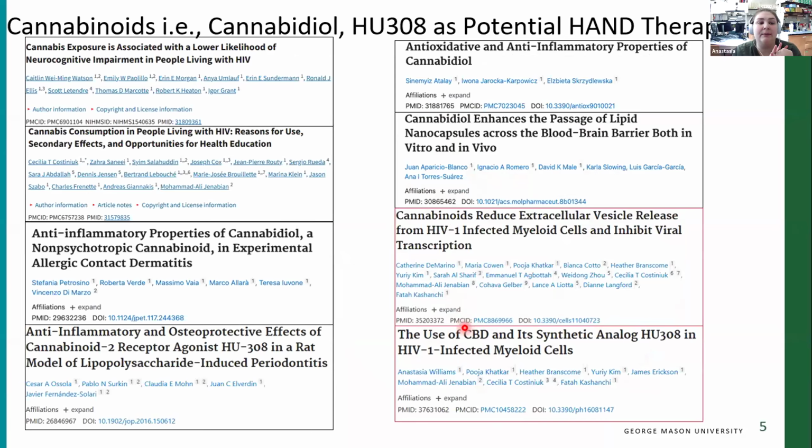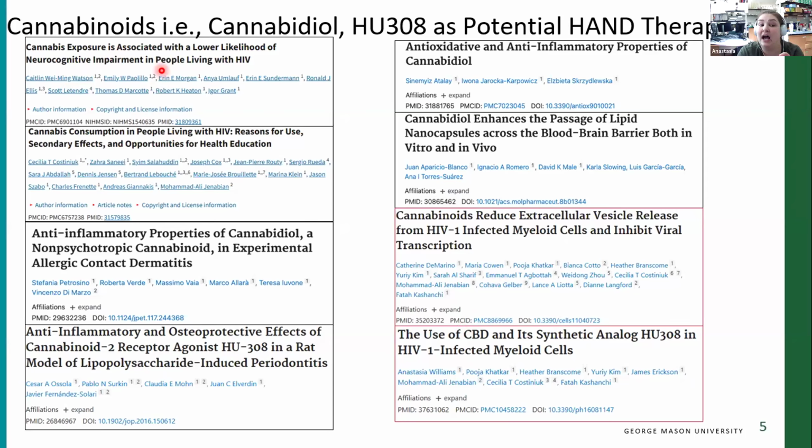So some of the goals that I had while doing my graduate school was looking for a therapeutic to help combat HAND. One area of interest is cannabinoids, and these are derivatives from the cannabis plant. The reason that this really started was because there were some papers like this one by Watson that showed cannabis exposure reducing the likelihood of neurocognitive impairment in people living with HIV.